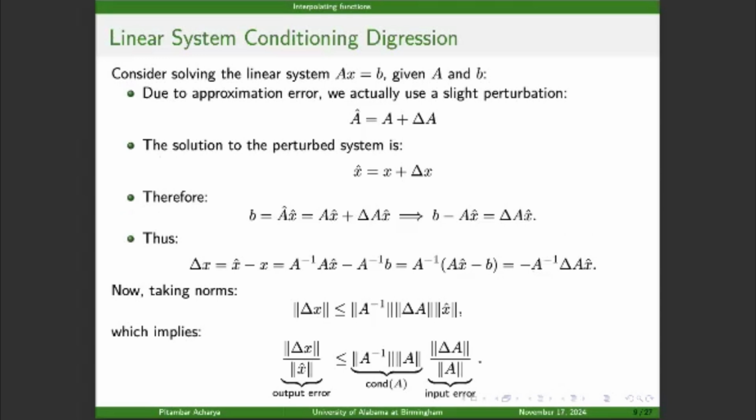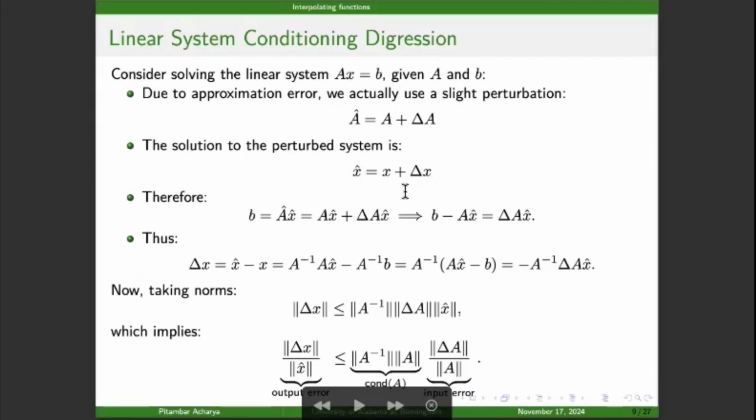Let me digress to linear equations. There is something to be familiar with: what the condition number is. We have a linear system Ax = b, where A is a matrix, and x and b are column matrices. Due to approximation error, we have a slight perturbation delta A, so let's call A plus delta A as A cap. Similarly, in the solution there is a perturbation delta x, so we call x cap equals x plus delta x. So we have b equals A cap x cap, because b is unchanged. We replace this A cap by A plus delta A.